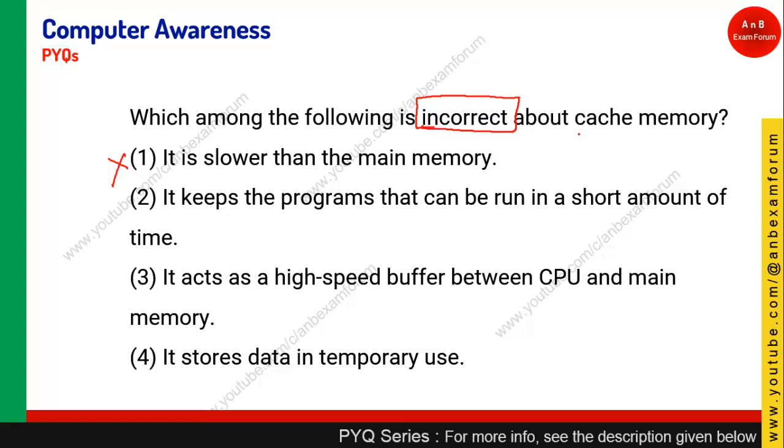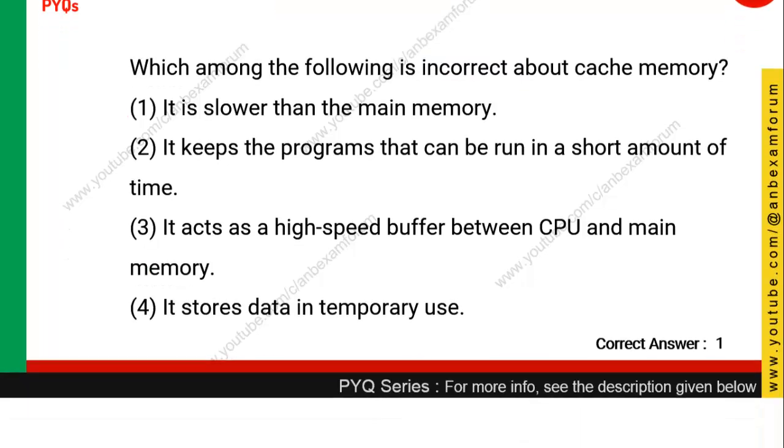Cache memory, as you know, is much faster than main memory because it is much closer to the CPU, much closer to the processor. That's why it is a very fast memory. So there is no need to go through the other options. So your answer is 1. Option 1 is the right answer.